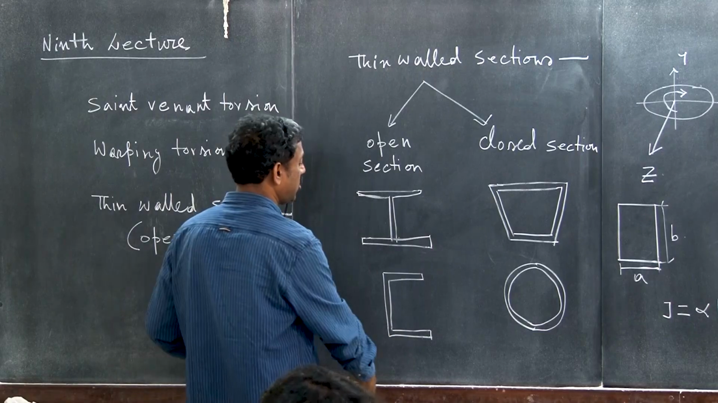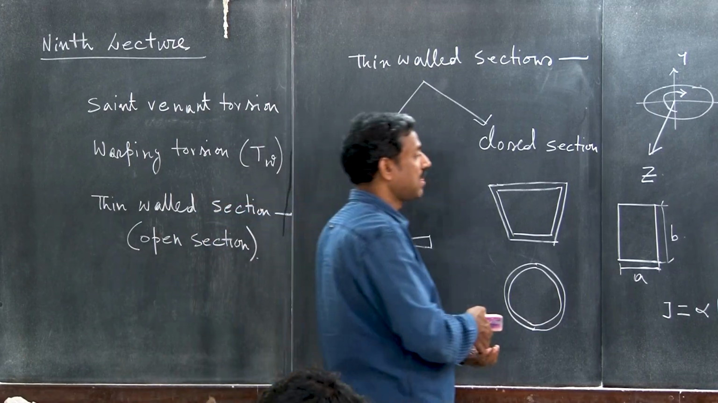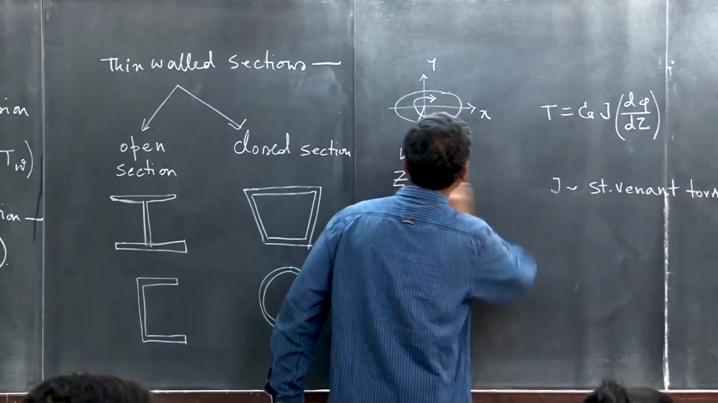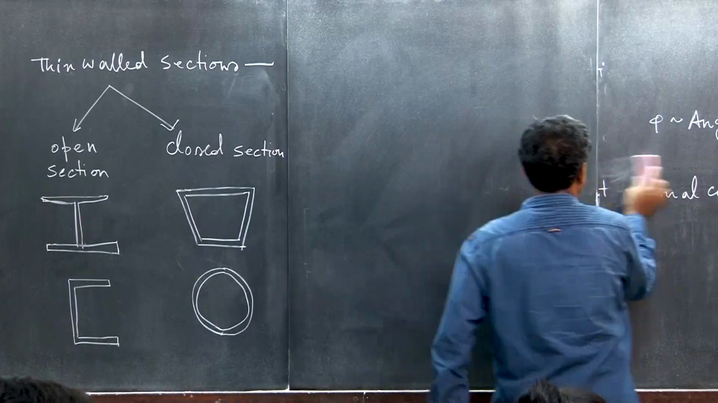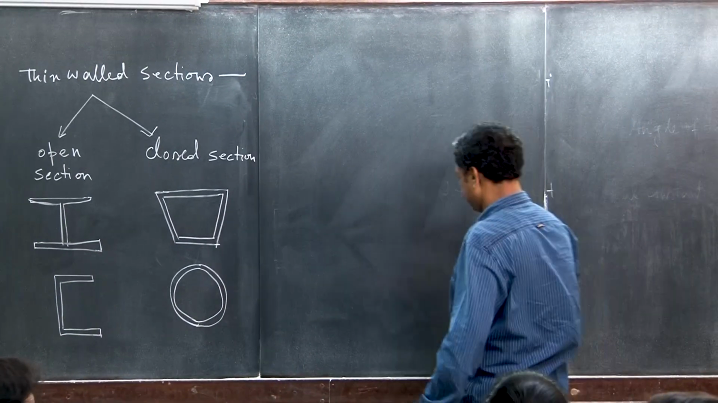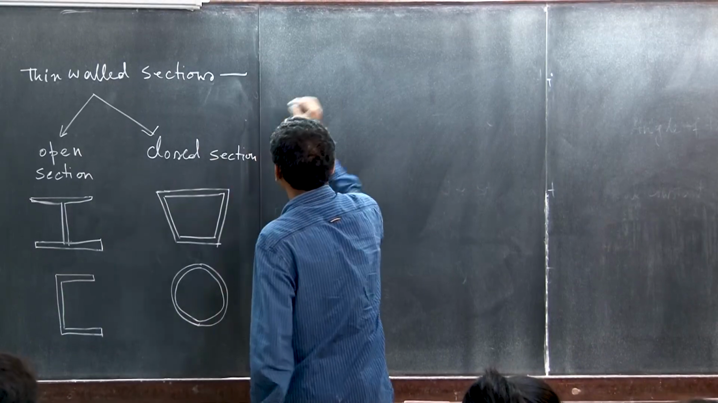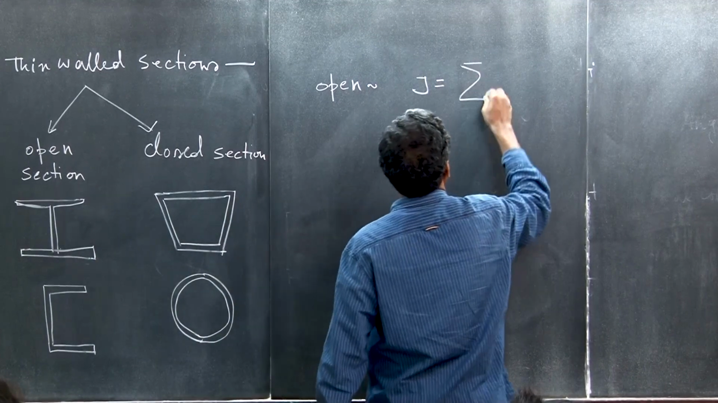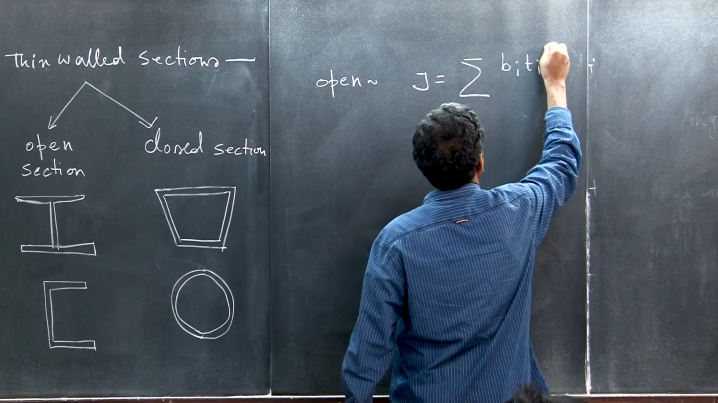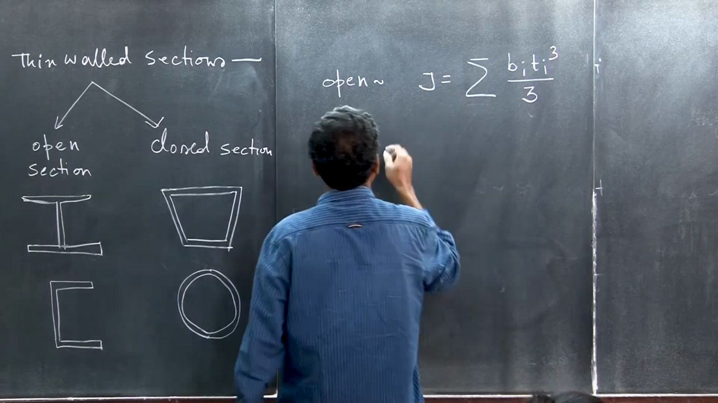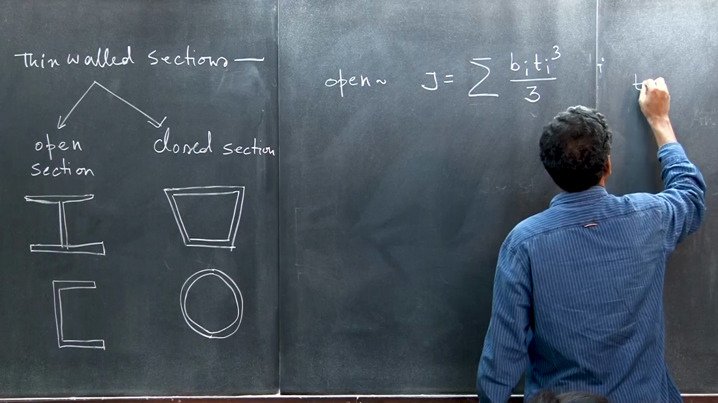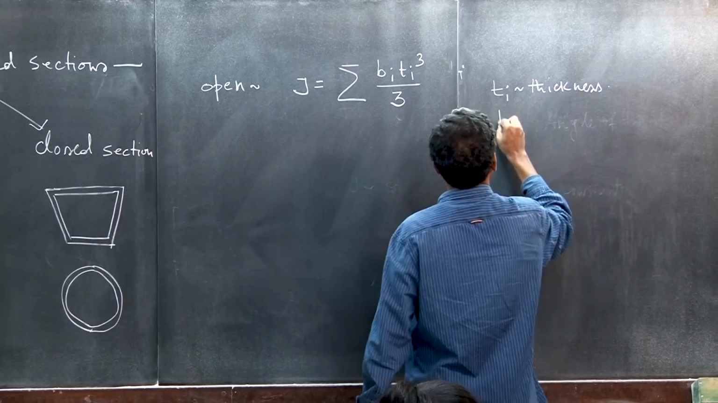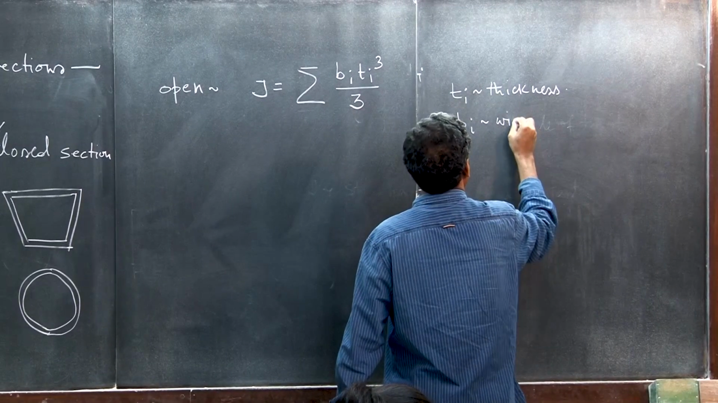So you tell me what is the torsional constant for the open section? All of you have noted this down, right? I am just briefly brushing up your torsion, non-circular section and thin wall section. So, if you can recall, for the open section J was nothing but the summation of Bi Ti cube upon 3, where Ti is the thickness of the individual section, and Bi is the width or length of the individual component.